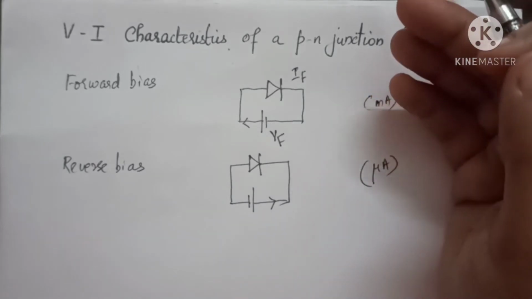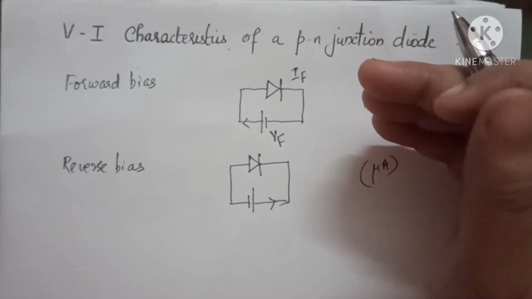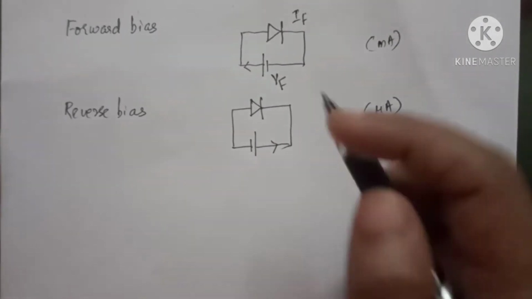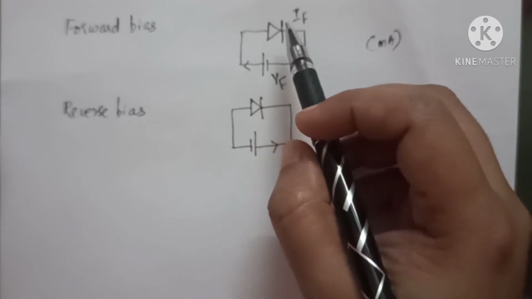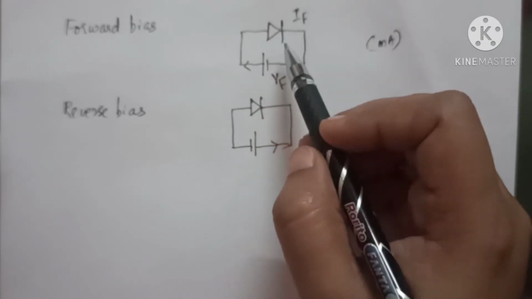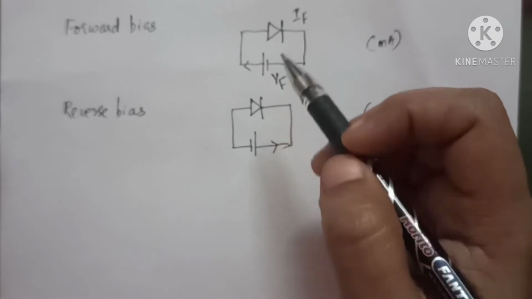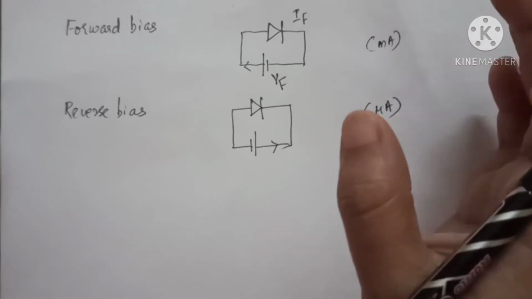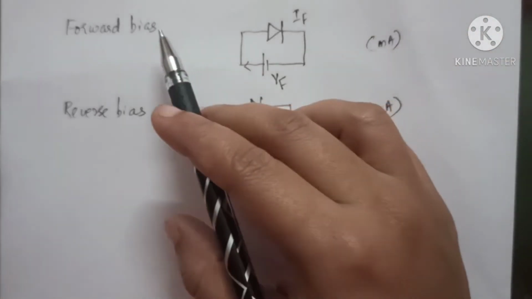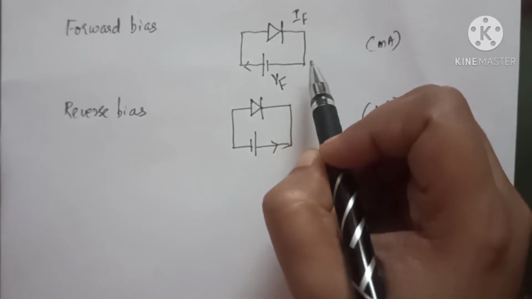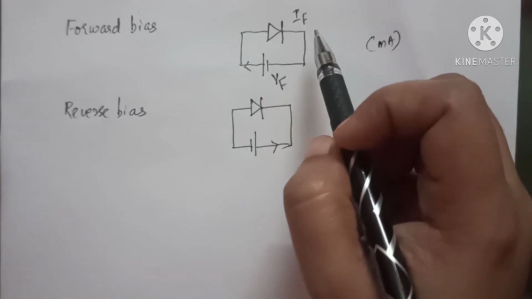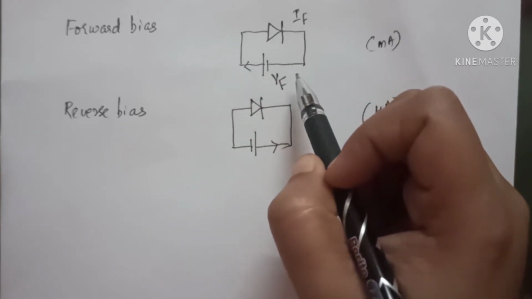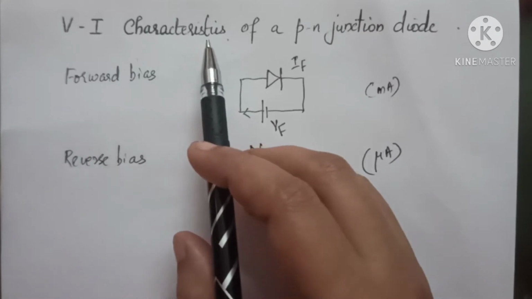Now, VI characteristics, or IV characteristics, is the graphical relation between the voltage applied across the PN junction and the current flowing through the junction. Understand? In the case of Ohm's law, we draw a graph with voltage and current. The same we are doing here. In the case of forward bias, we draw a graph with forward voltage and forward current. That graphical relationship is what we call the VI characteristics.